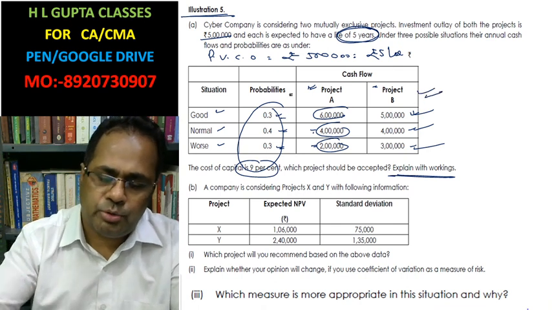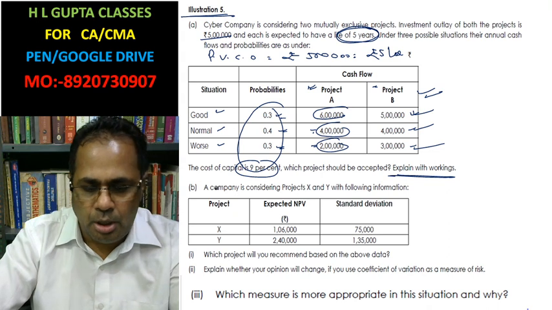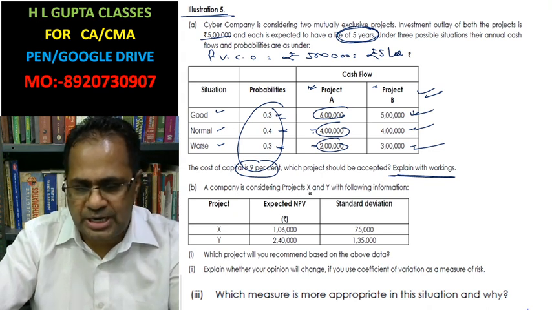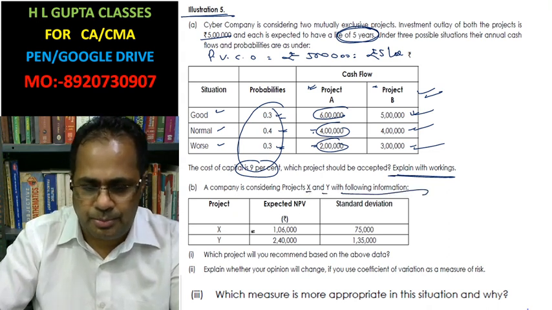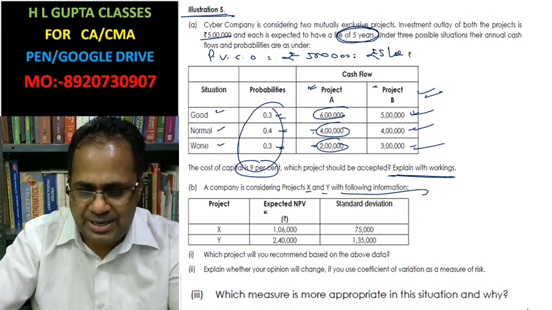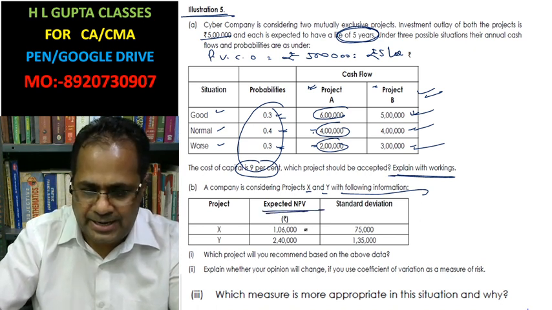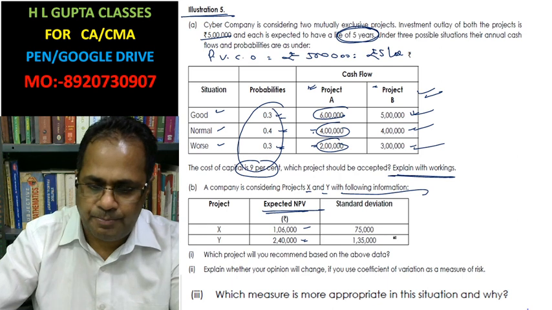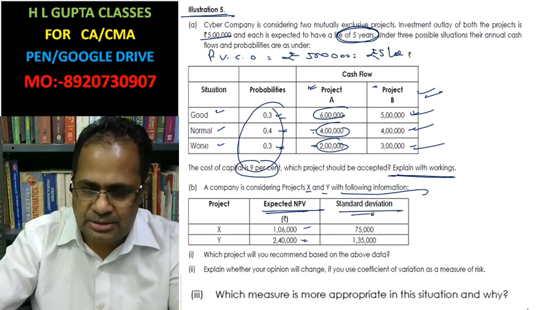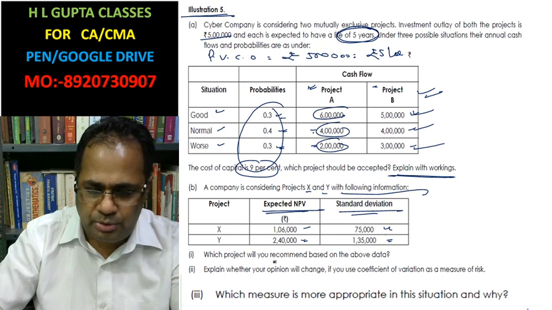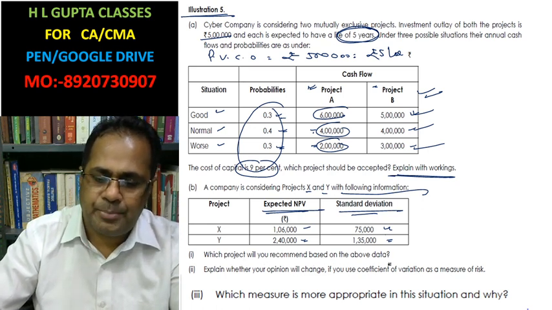Now I am going to solve question number 5B. Look at it. A company is considering projects X and Y with the following information. The expected net present value for X is this and this, and the standard deviation is this and this. Which project will you recommend based on the above data?